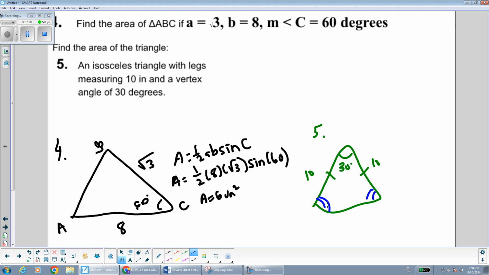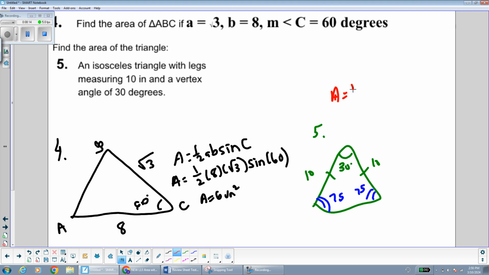180, the total of all angles in a triangle, minus 30 is 150, divided by 2 is 75. So I got that each of these is 75. In fact, I don't even need that because we're finding the area. And if we're finding the area, all we need is two sides next to each other with the angle in between, which we actually had from the beginning. So let's do that here.